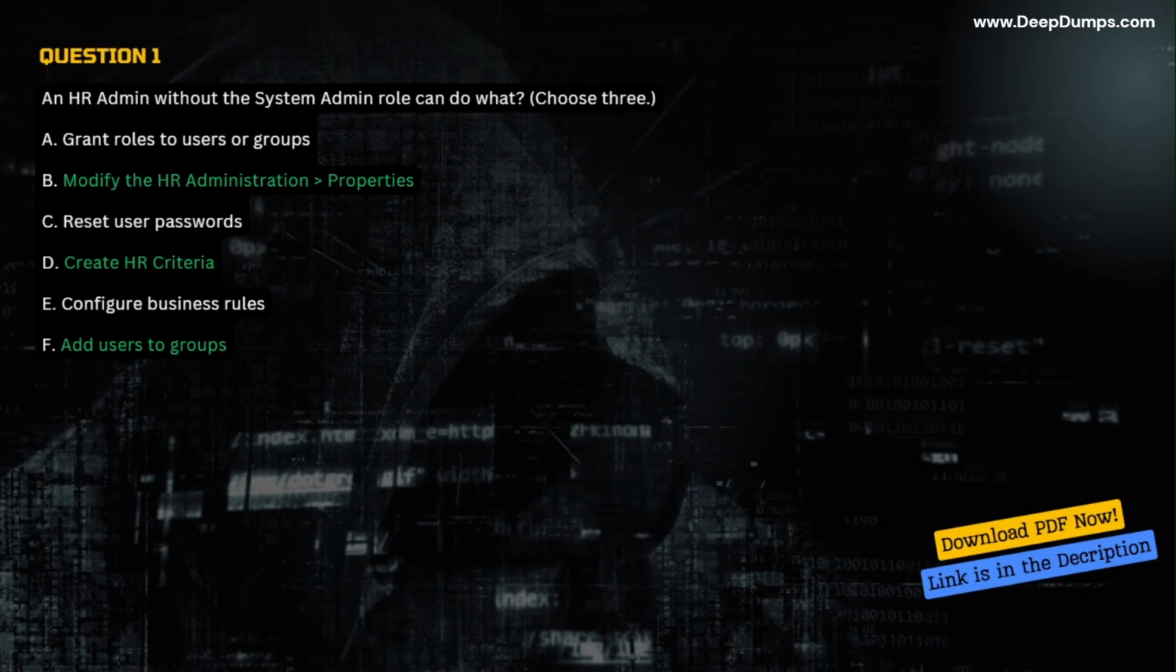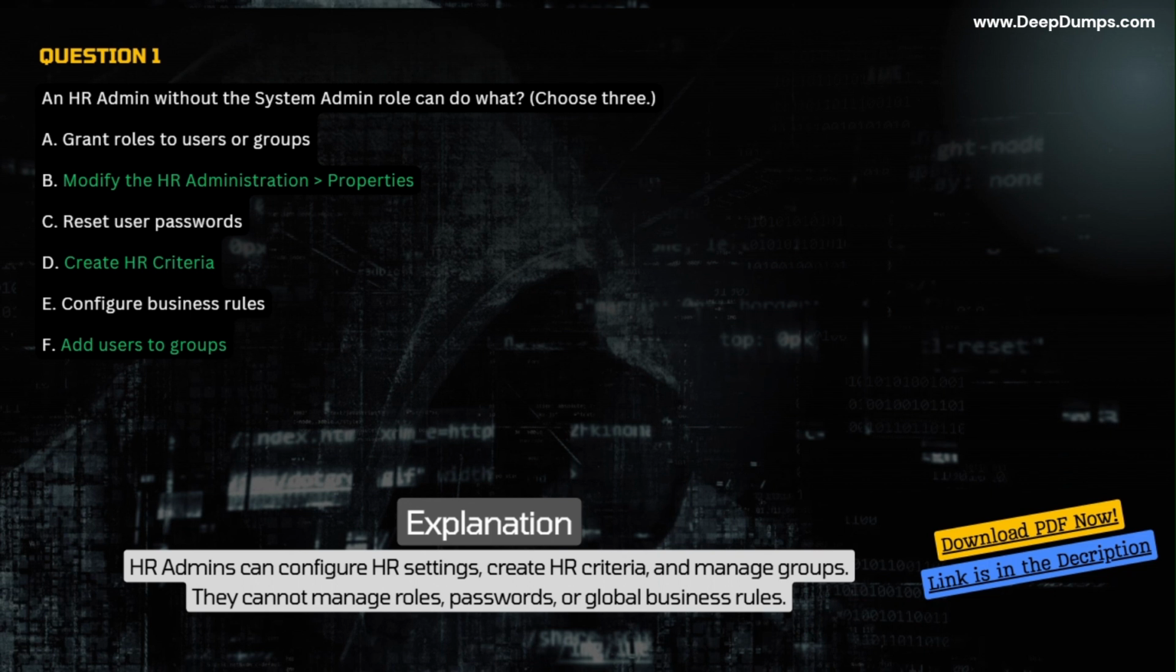Correct answer B, D, and F. Modify the HR administration properties. Create HR criteria. Add users to groups. Explanation. HR admins can configure HR settings, create HR criteria, and manage groups. They cannot manage roles, passwords, or global business rules.